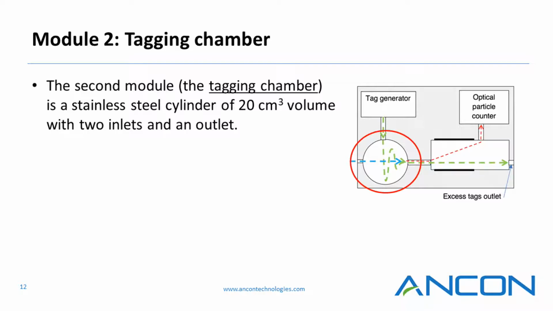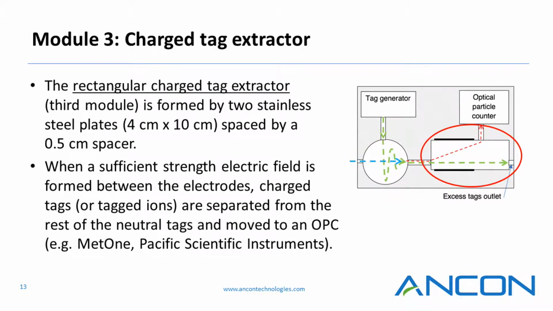A sample flow containing ions enters the tagging chamber through one inlet, and the flow of tags enters the chamber through the other inlet. As we explained previously, the charged ions are attracted to the neutral tags, binding and enlarging their size. The third module is the charged tag extractor, formed by two stainless steel plates and a spacer. When an electric field of sufficient strength is formed between the electrodes, the now charged tags are separated from the remaining neutral tags and moved to the optical particle counter, or OPC.